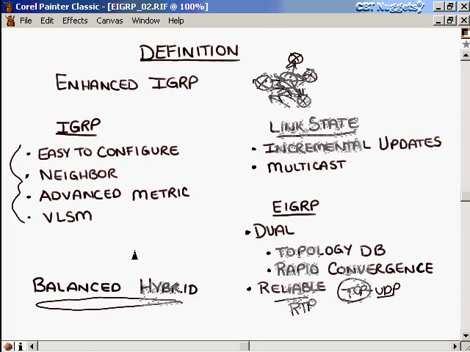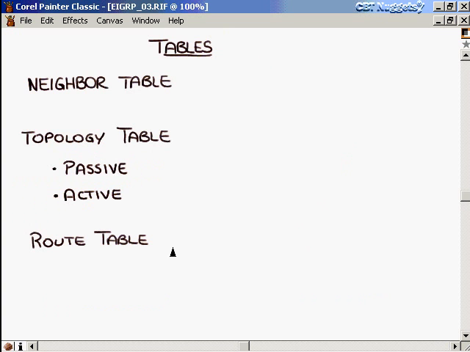One of the biggest differences between enhanced IGRP and the original routing protocol is the number of tables it uses to find the best route to a given network. In IGRP, the original routing protocol, all we had was a route table. In fact, in all routing protocols up to this point, RIP, EIGRP, OSPF, we had a route table.